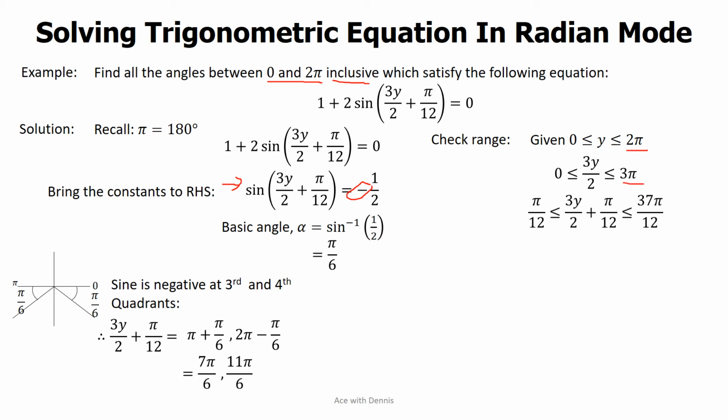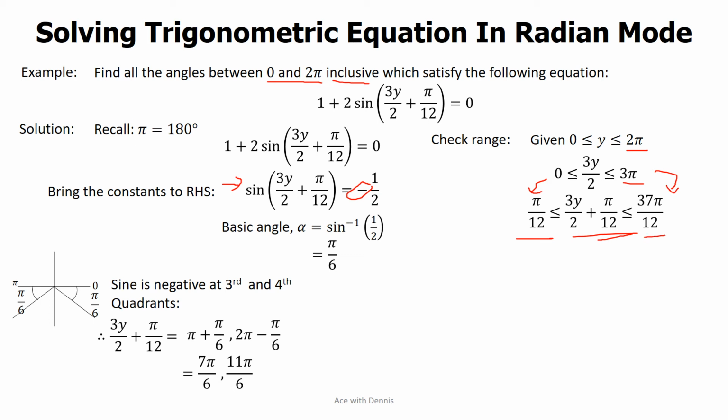Okay, after that, plus pi over 12, right? 0 plus pi over 12, I get pi over 12. 3 pi over 2 plus pi over 12, I get this. 3 pi plus pi over 12, I get 37 pi over 12.